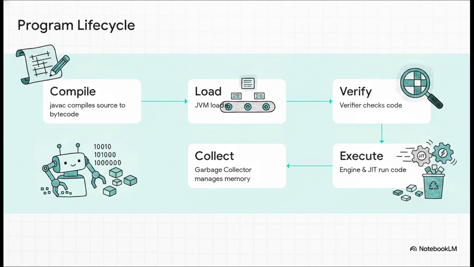All right, let's pull this all together and look at the complete life cycle of a Java program. Step 1, your source code gets compiled into that platform-independent bytecode. Step 2, the JVM loads up those classes. Step 3, the verifier steps in to check the code for any security issues. Step 4, the execution engine and the JIT compiler run the code for maximum performance. And finally, Step 5, that garbage collector runs quietly in the background, keeping your memory spotless.